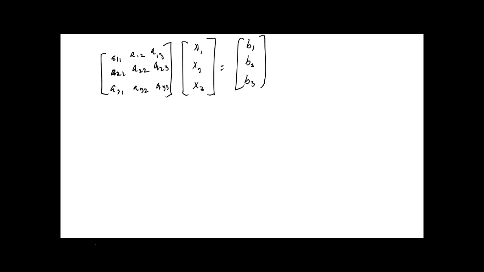And we can check this pretty easily and see that indeed it is true, because we know that A11x1 plus A12x2 plus A13x3 is B1. That was our first equation up above. The second equation was A21x1 plus A22x2 plus A23x3 is B2. And A31x1 plus A32x2 plus A33x3 is equal to B3. That's exactly the system of equations we had.